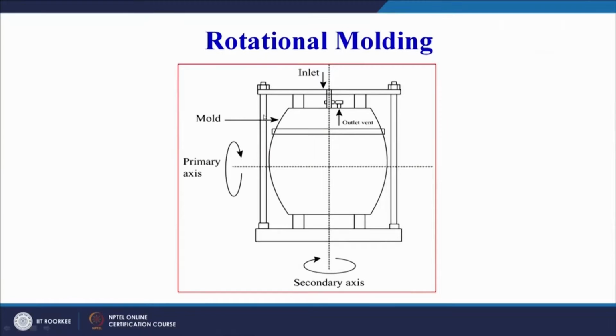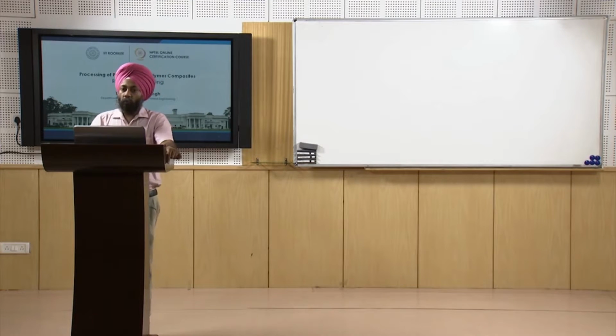A very simple schematic of the rotation molding process is on your screen. As I have already said, there are two axes. This is the primary axis, the dotted line shown here, and then there is a secondary axis. This line is the secondary axis. So the mold, this is the mold, this is the hollow mold. It is written here, this is mold. So this mold now rotates about both the axes.